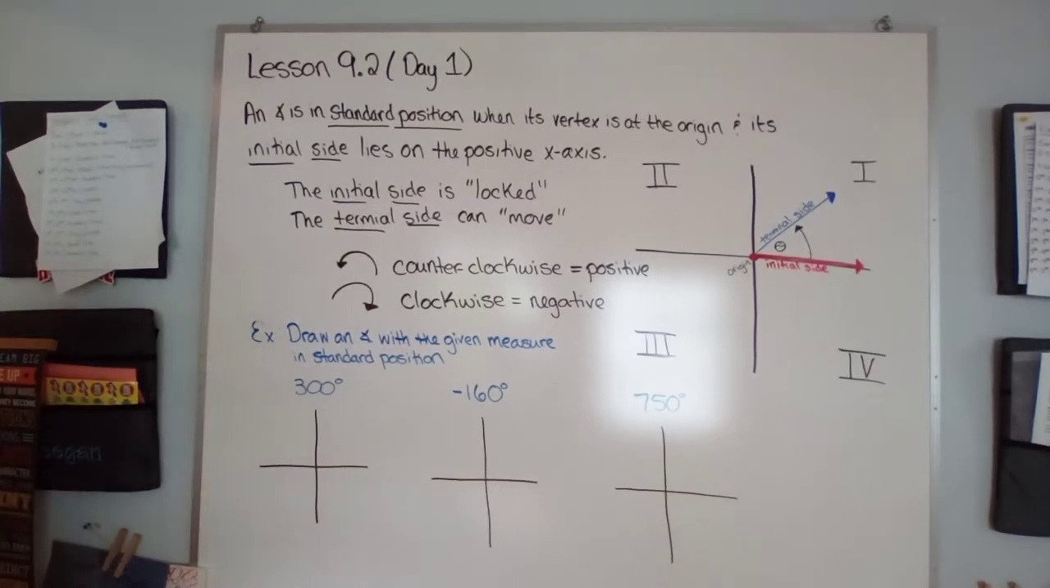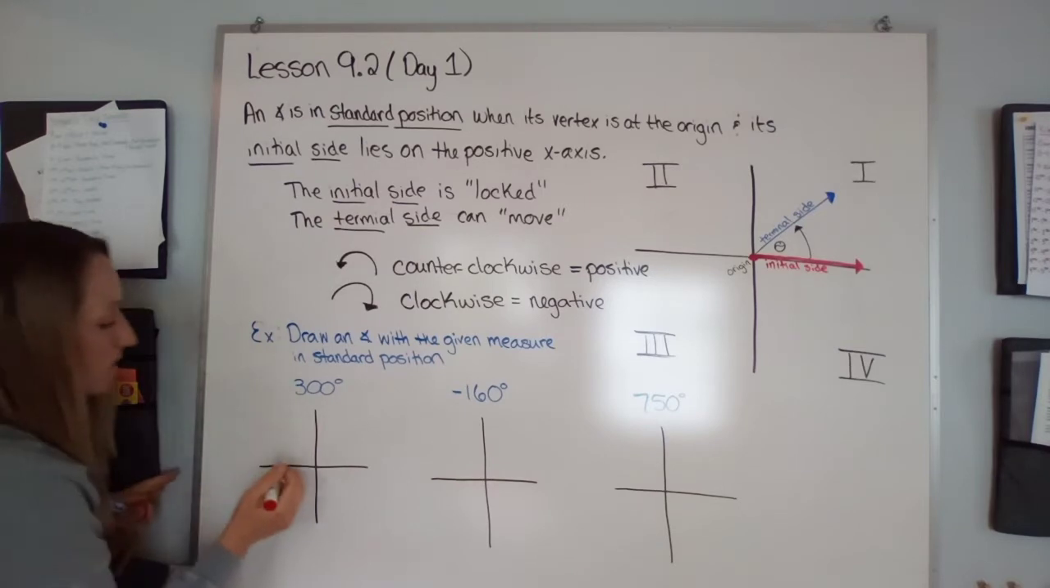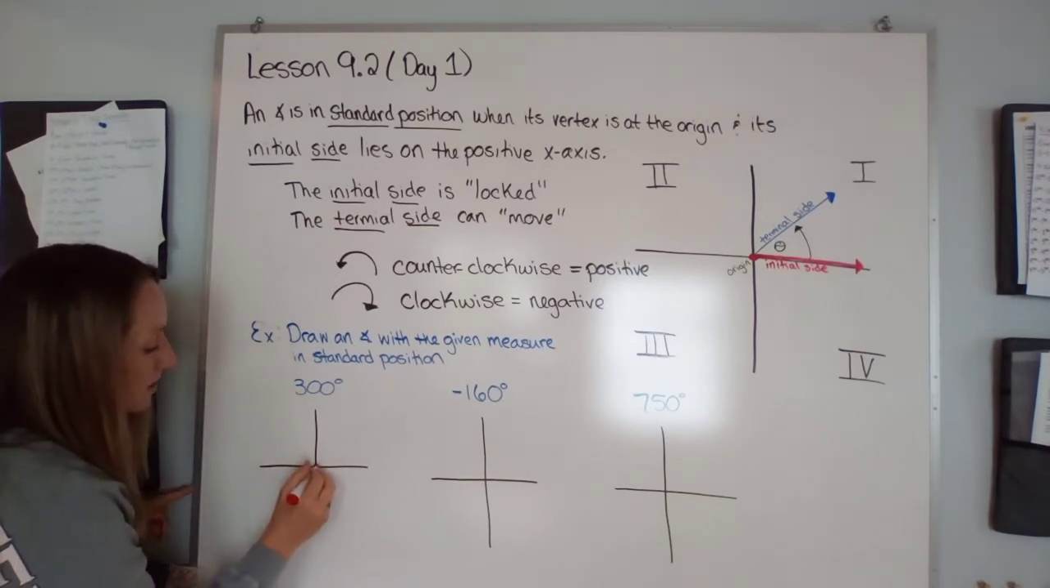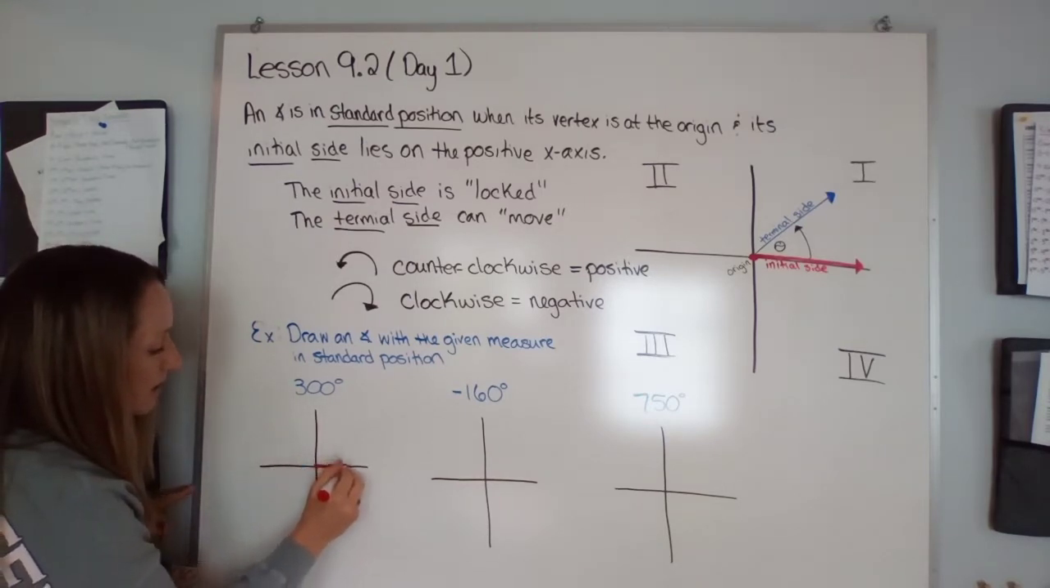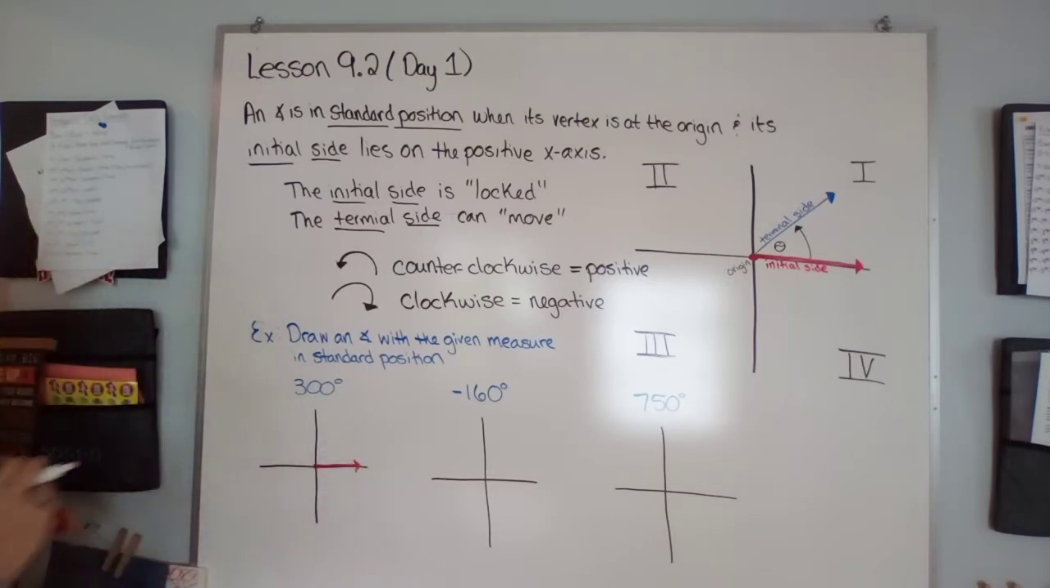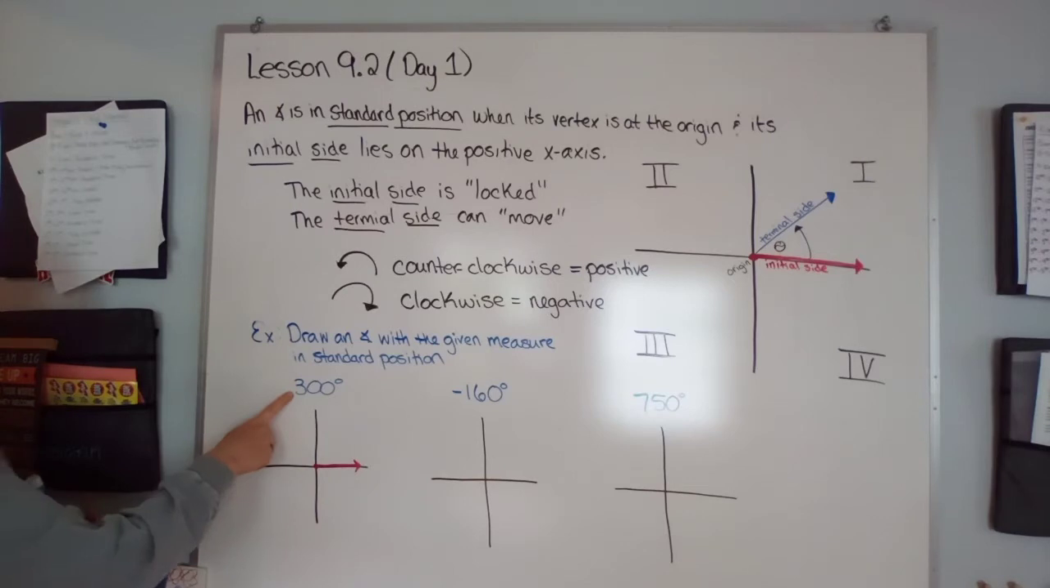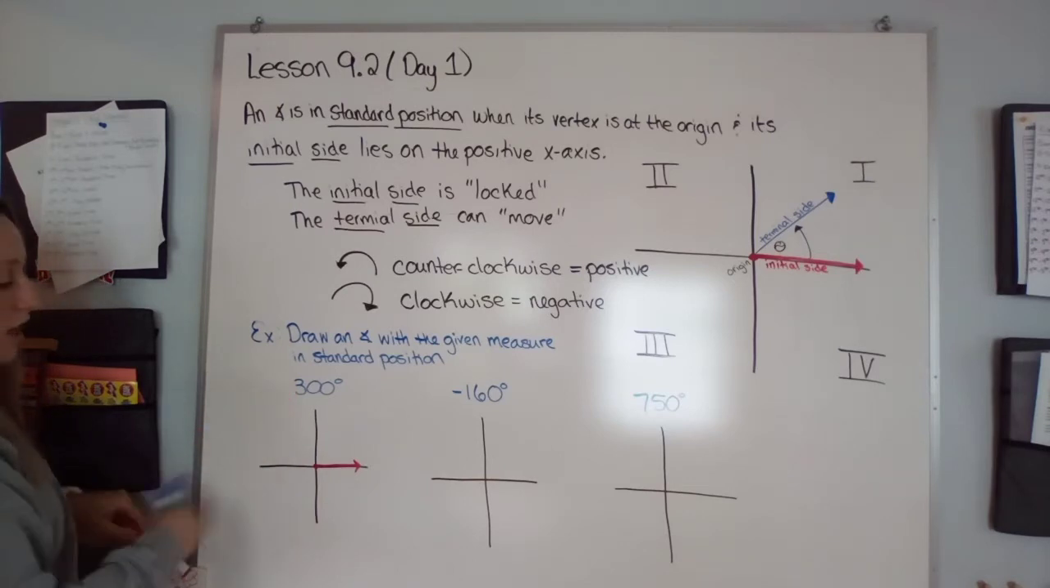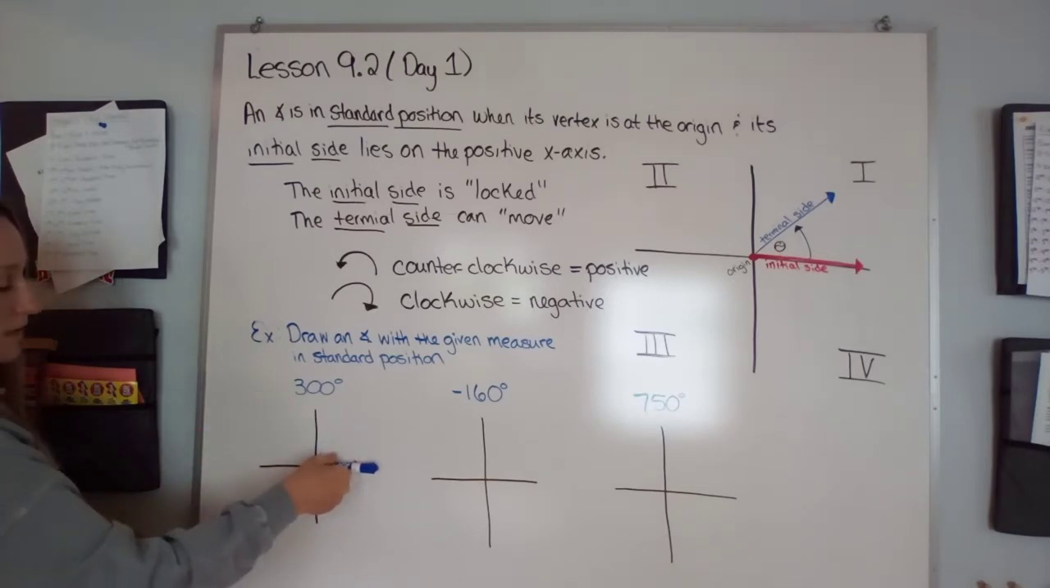So I can get started with my 300-degree angle. Here is my vertex, and my initial side is locked. And then since it's positive, which direction do I want to turn? I want my terminal side to swing counterclockwise. So I'm going to go this direction here.